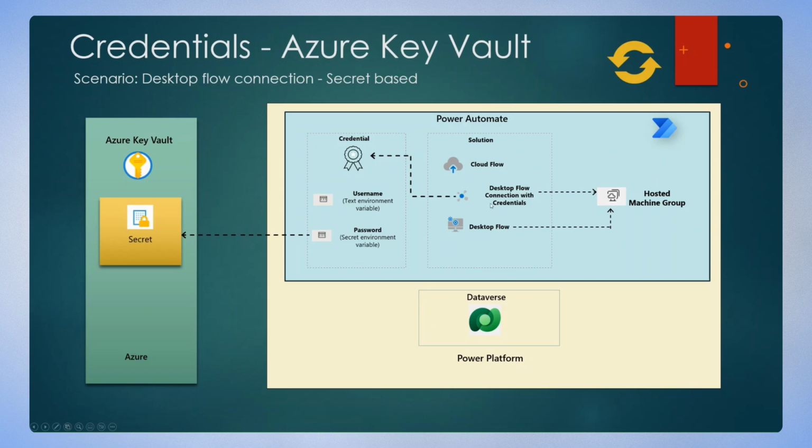For this, what you're creating is the desktop flow connection with credentials. So this is very simple, but like I mentioned before, there is an update. Previously, we had to create a cloud flow to ensure that any updates or password rotations happening on the secret were managed outside of this flow. But now, with the latest introduction of the credentials service, that requirement is no longer needed.